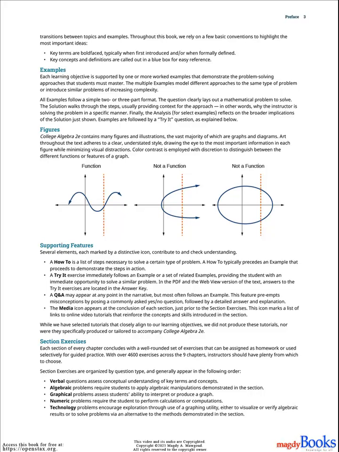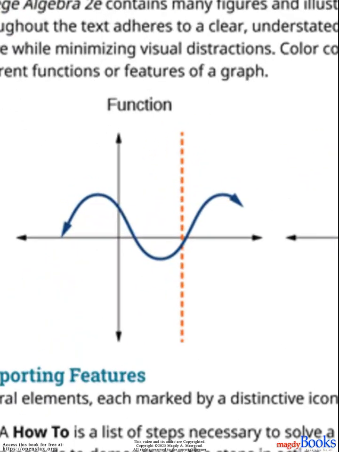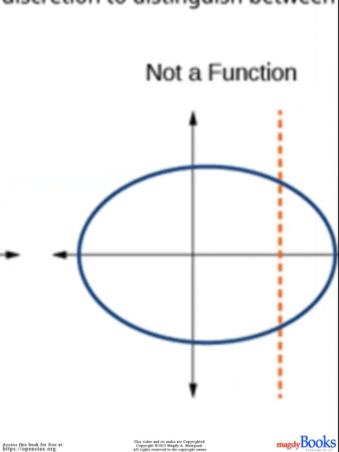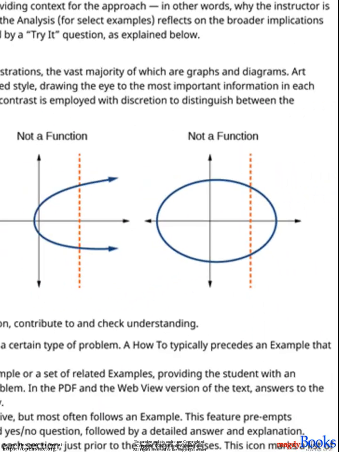Figures. College Algebra 2E contains many figures and illustrations, the vast majority of which are graphs and diagrams. Art throughout the text adheres to a clear, understated style, drawing the eye to the most important information in each figure while minimizing visual distractions. Color contrast is employed with discretion to distinguish between the different functions or features of a graph. Function. Not a function.